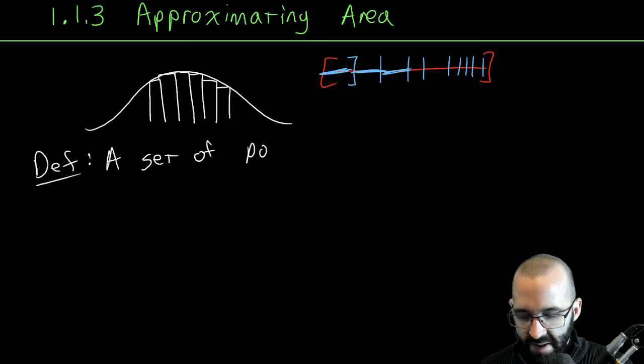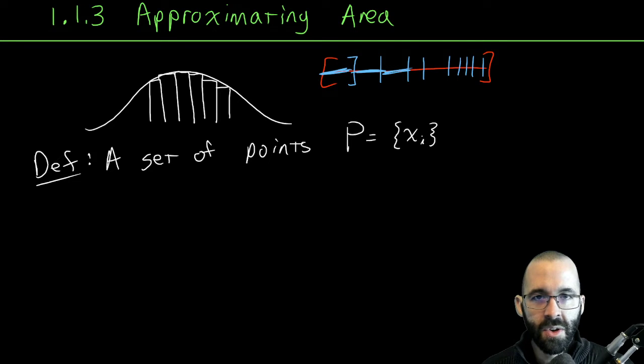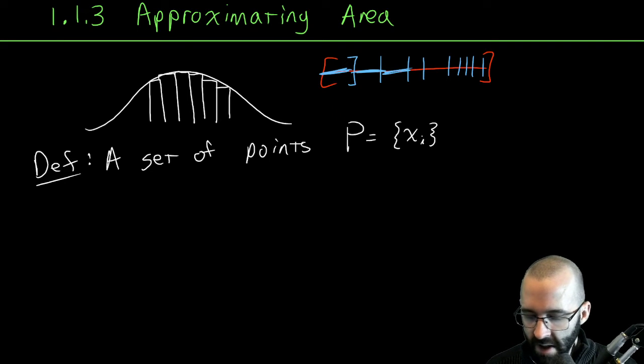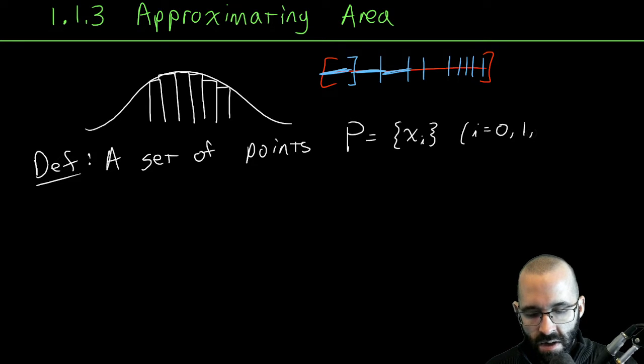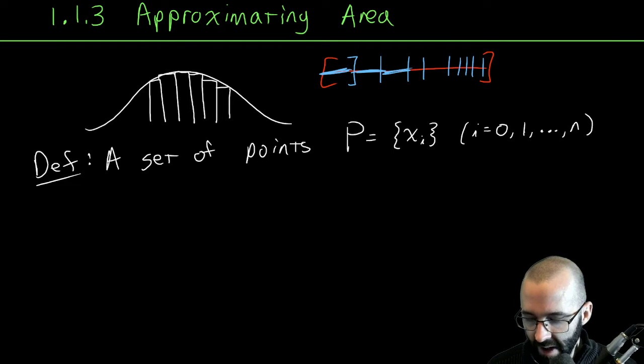A set of points, and we can call that set capital P, and it's written with set notation, a set of all the x_i. Remember your set notation from a pre-calculus class or something. The squiggly brackets mean set, a set of all the x_i. And let's say here that i starts from 0 and counts all the way up to some number n. So there are n plus 1 points in this set, okay?